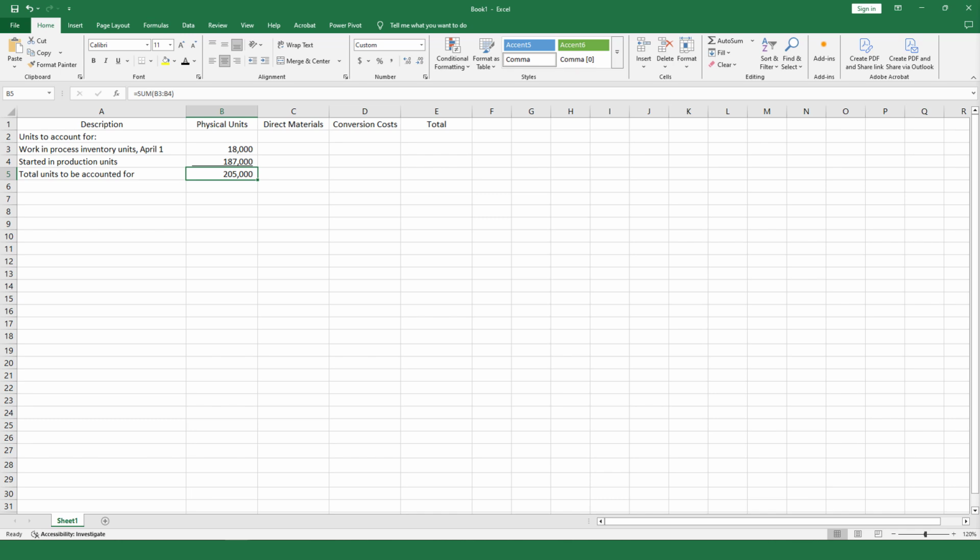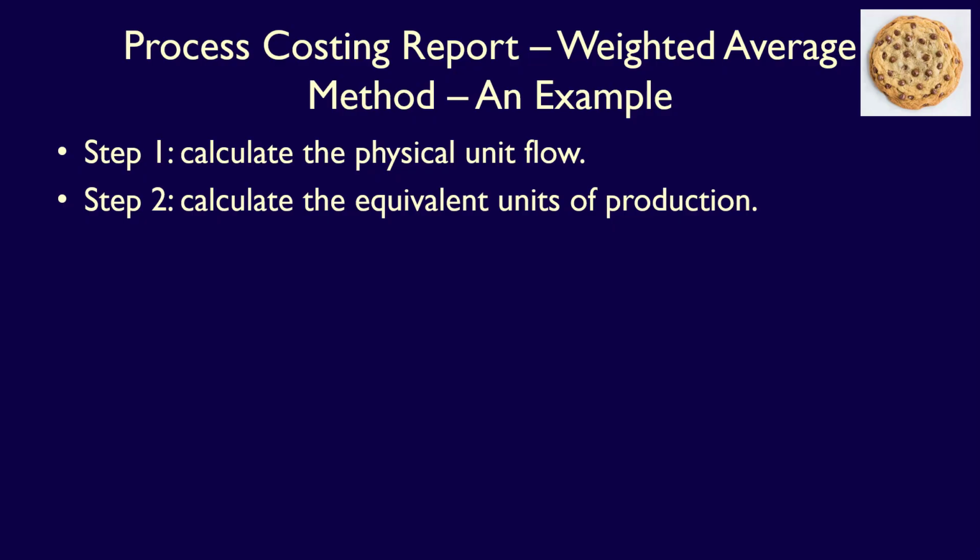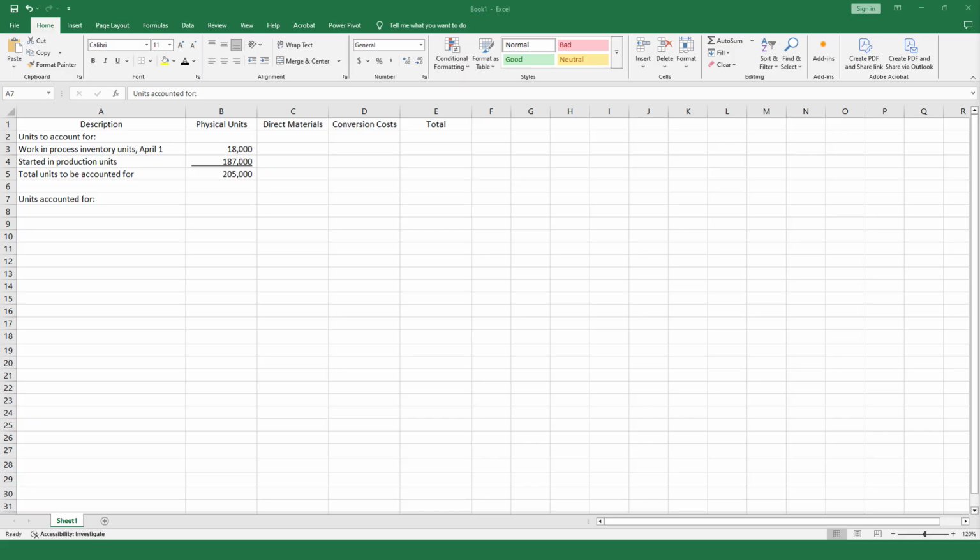These are the total number of units that we have to account for at the end of the period that we just went through, the month of April. We now move on to step 2, calculate the equivalent units of production. We do that at the end of the period, in this case, April 30th. At that point, we need to ensure that we have accounted for the same number of units at the end of the period that we had at the beginning of the period, so we use the heading Units Accounted For.